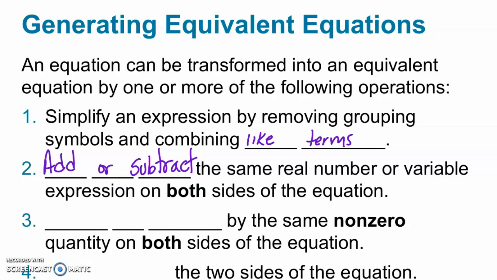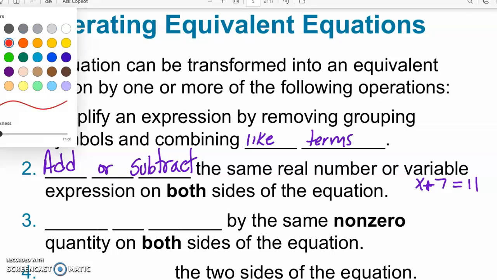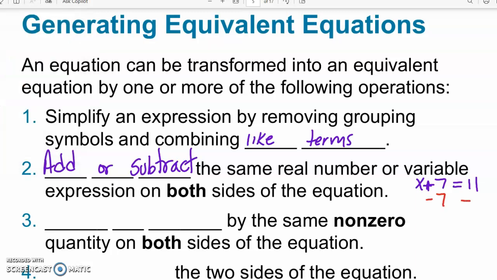I can add or subtract the same real number or variable expression on both sides of the equation. That means that if I had, let's say, this, and I wanted to move a number over to the other side of the equal sign, well, that means that I could add the same number or subtract the same number from both sides, and it keeps the equation the same.